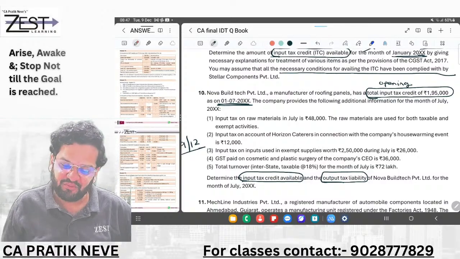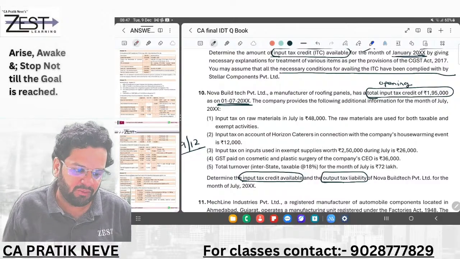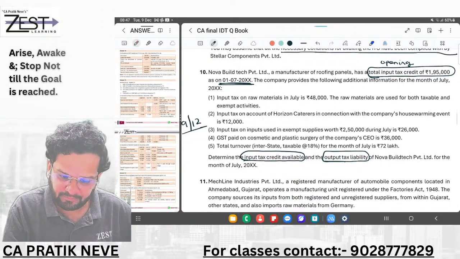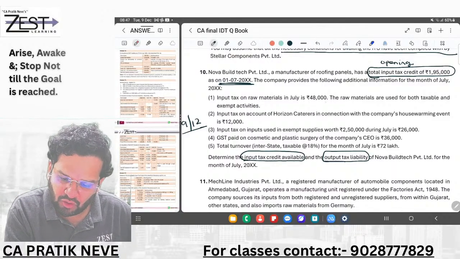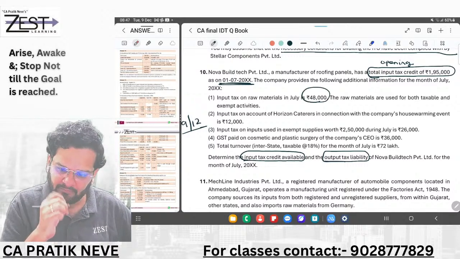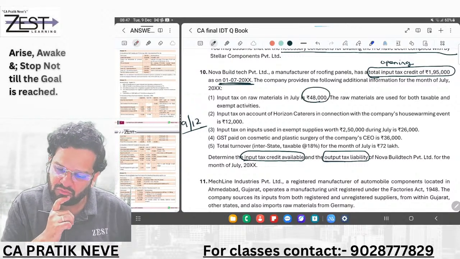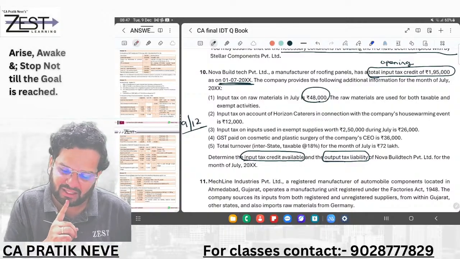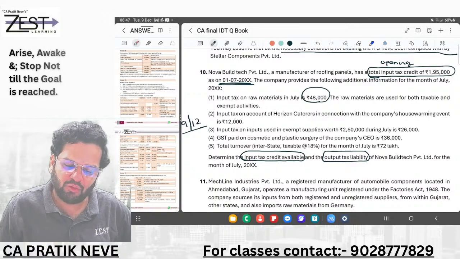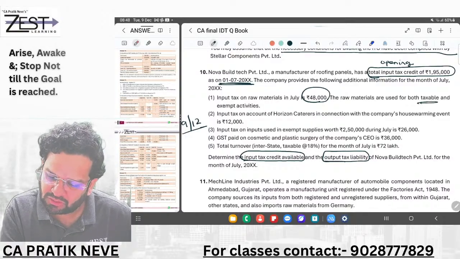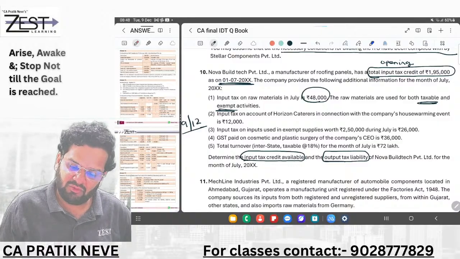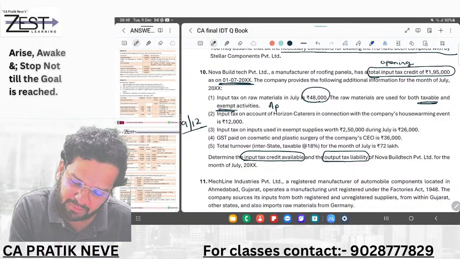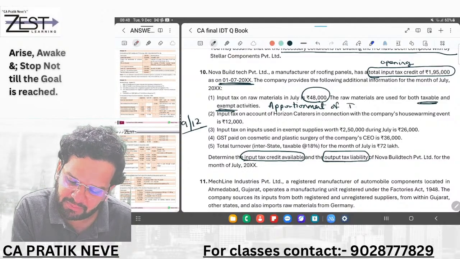Company provides following additional information for the month of July. Input tax on raw material in July is 48,000. But the raw materials are used for both taxable and exempt activities. So you can't claim full ITC here. It is used for both taxable and exempt activities. Getting it now? You can't claim, here apportionment will happen. Apportionment of ITC will happen.